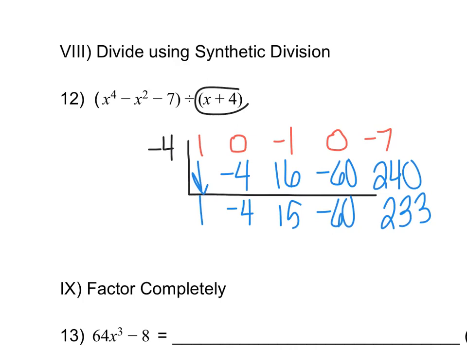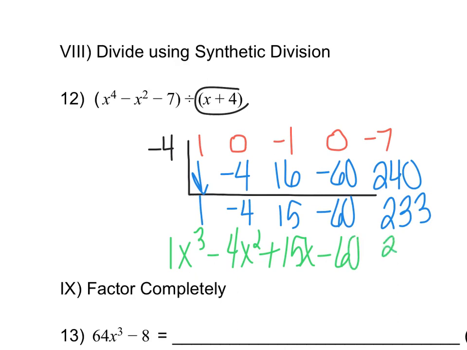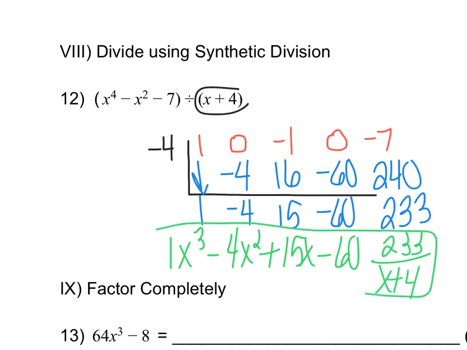We started with a 4th power, which means our first term is going to be a 3rd power. So we are going to have 1 x to the 3rd power minus 4x squared plus 15x minus 60. And our remainder is 233 over x plus 4. We just take those numbers that we got on the bottom of the house, and they become our coefficients of our answer.